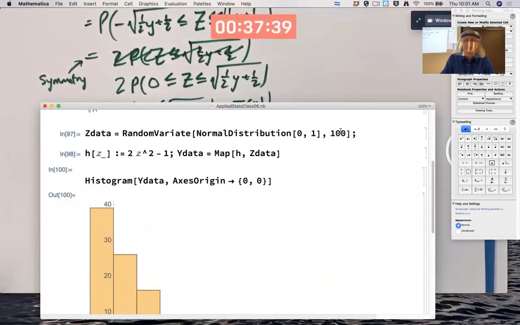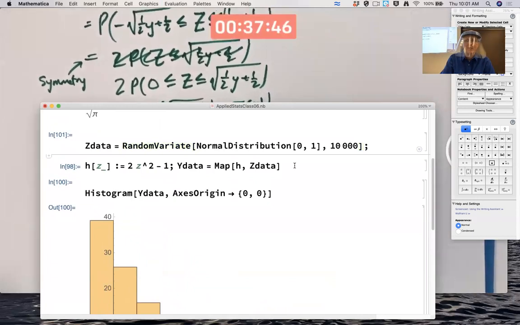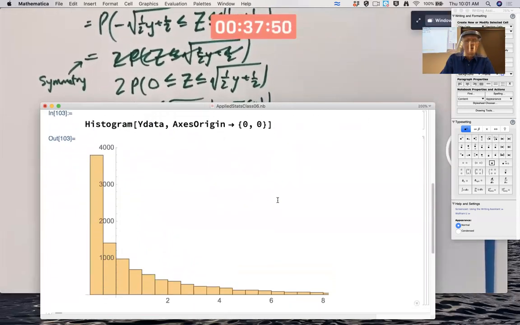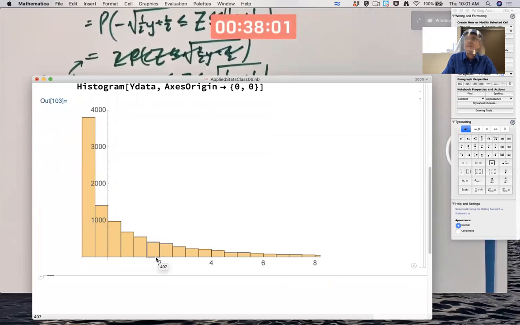Maybe we do 1,000 data points. Or how about 10,000? But I want to suppress the output so I don't have to see it. There we go. Chi-squared with 1 degree of freedom. What does its PDF look like? Does it have that kind of shape? So this one's not going down towards 0 near -1, right? It's a large tall bar there.